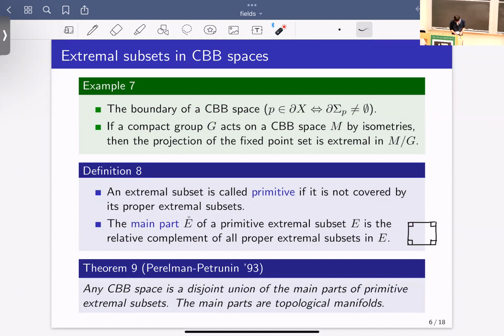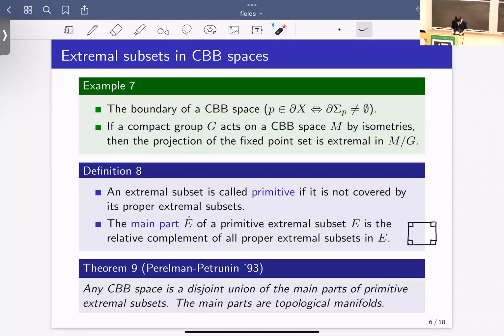And what Perelman and Petrunin proved is that any CBB space is uniquely represented as a disjoint union of the main parts of primitive extremal subsets. And moreover, they proved that these main parts are topological manifolds. So this gives a stratification of a CBB space into topological manifolds. So that's why this subset is very important in CBB geometry. Okay.